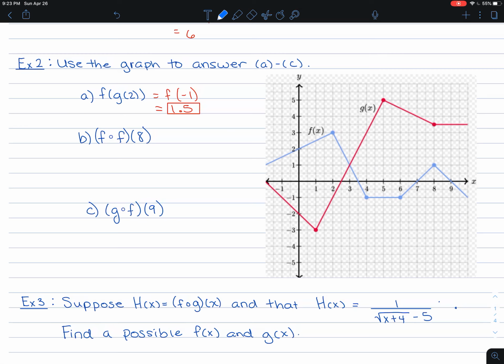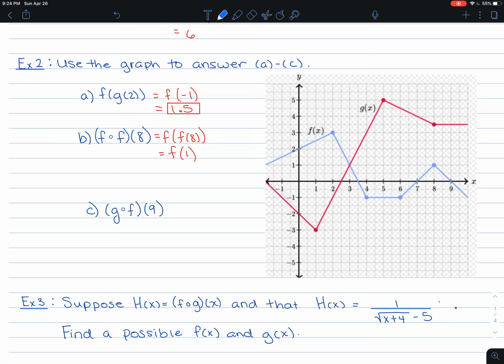Now let's go ahead and do B, or if you'd like, press pause, see if you can do it yourself. Now, I like to rewrite it as f of f of 8. So again, let's find the inner f of 8 first. So we go all the way to x equals 8, and we go to our blue graph, not our red graph, right? Because we're looking at the f. And then we have the point 8, 1. Okay, so now go back and substitute. So f of 8 we now know is 1. So go ahead and write that down.